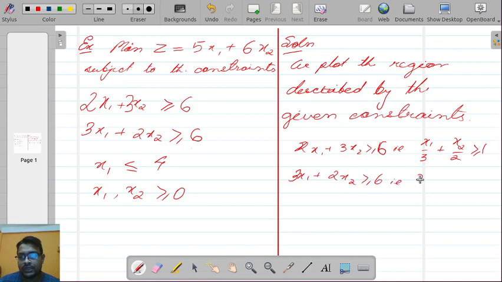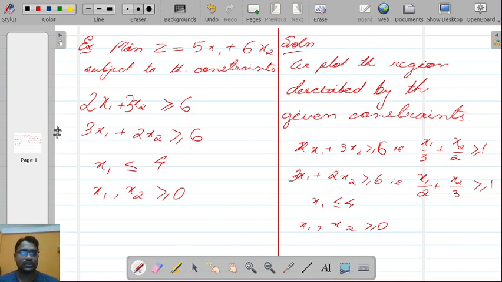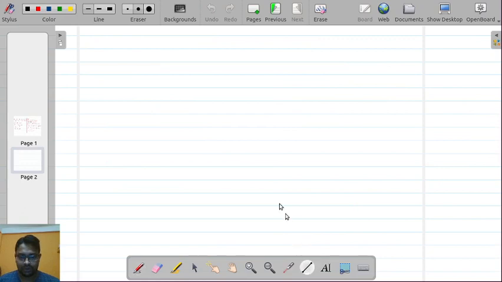So I convert it to the intercept form. It will be x1 by 2 plus x2 by 3 is greater than or equal to 1, and the other one is x1 less than or equal to 4, so I don't have to convert it to the intercept form. So we can plot these constraints, right? So let us plot these constraints and see what happens.